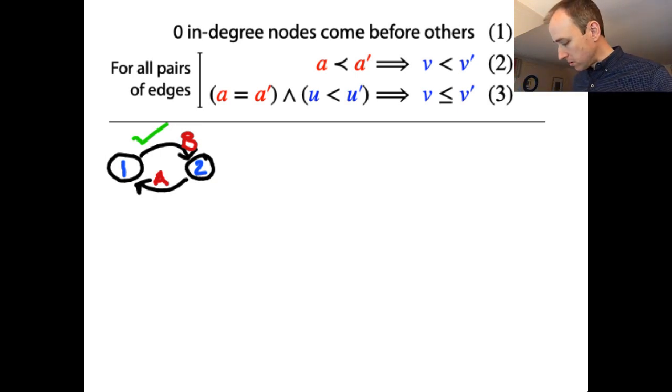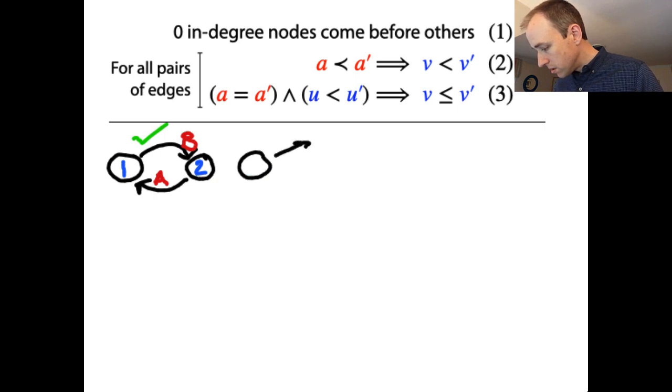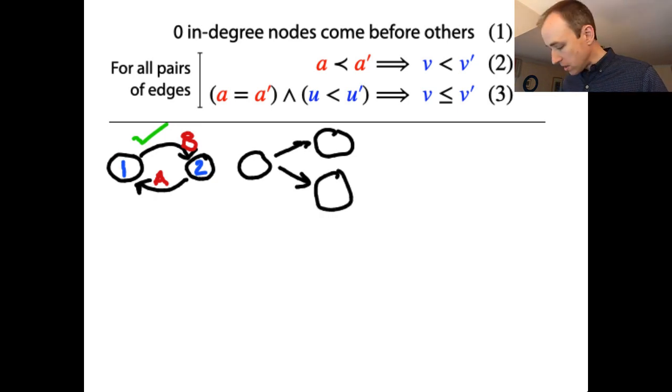Okay, let's do another one. Let me draw another graph here. Okay, and let's say both these edges are labeled A. A on top, A on bottom. Start with rule 1. Rule 1 says 0 in-degree nodes come before the others in the ordering, and there's one such node, the one on the left. This node has 0 in-degree, no incoming edges. So we have to make it come first in the order, so let's just go ahead and put a 1 there. Now I've got these two destinations.